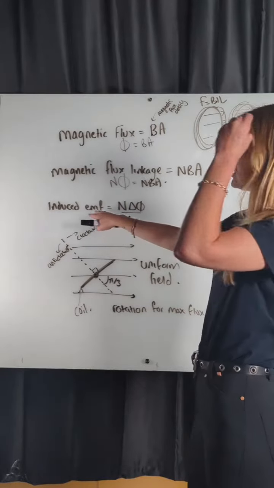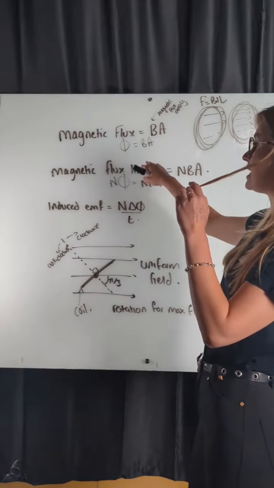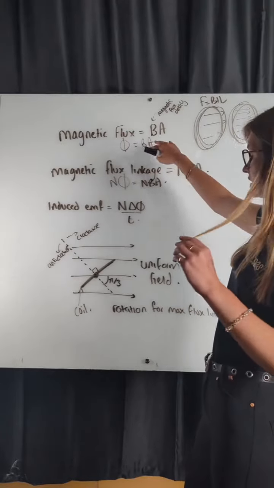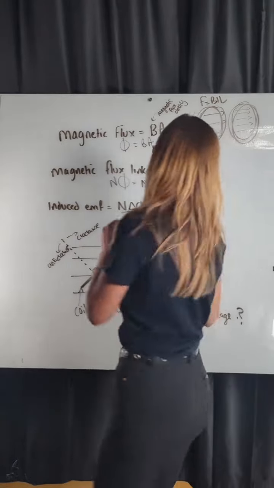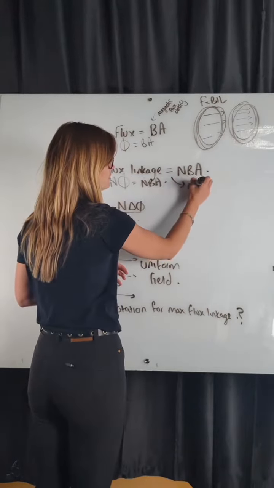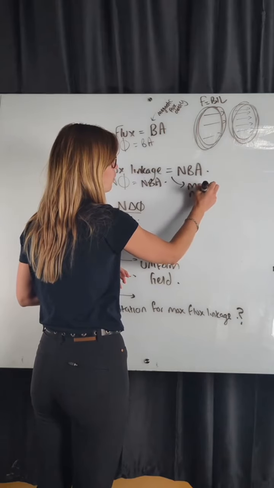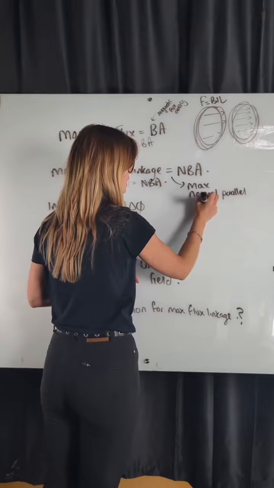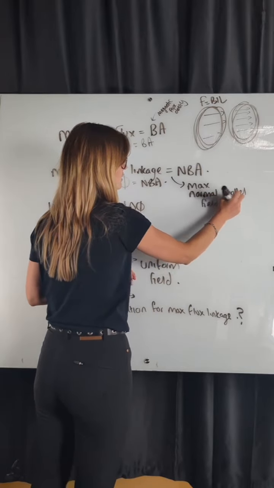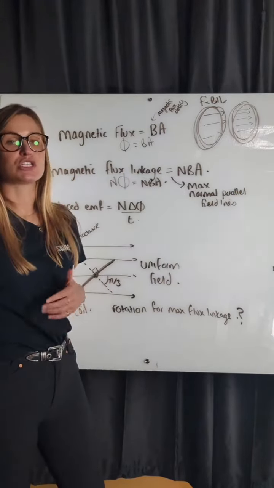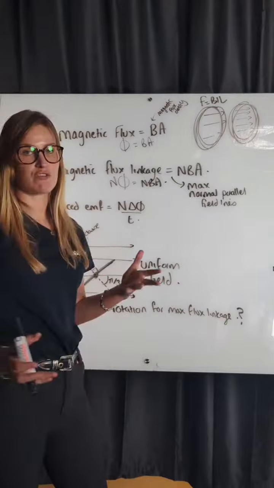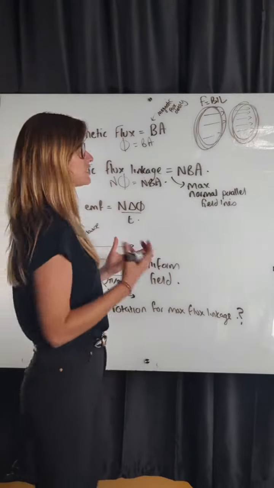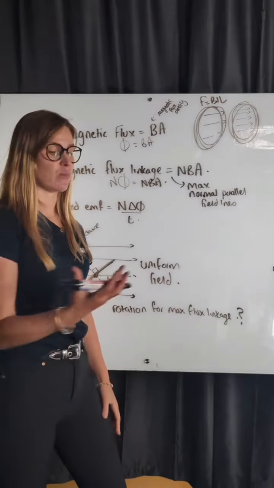Something you need to know about magnetic flux linkage or magnetic flux is that it's always going to be a maximum when the normal is parallel to the field lines. Other people learned that as the plane of the coil is perpendicular. It's just the same stuff. I think normal is easier, because I just think it's always easier to find where the normal is based on that waves topic.